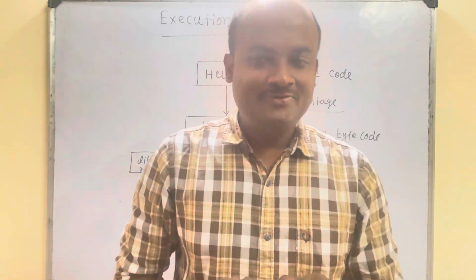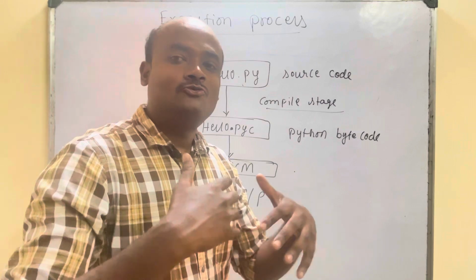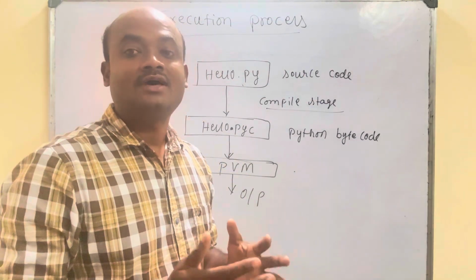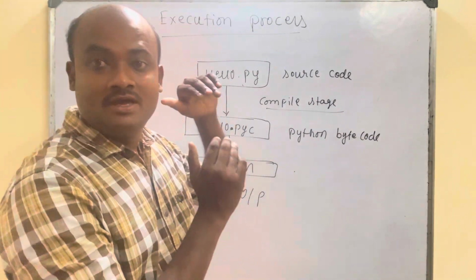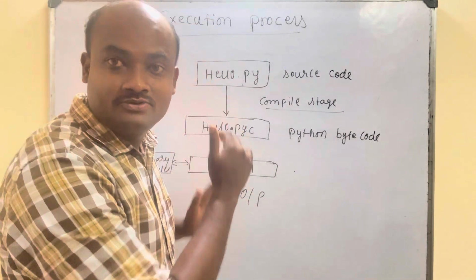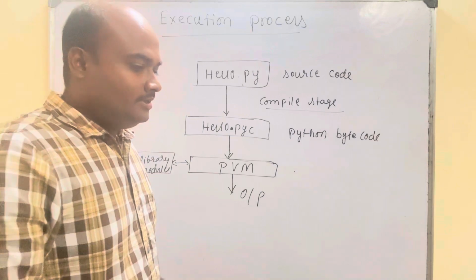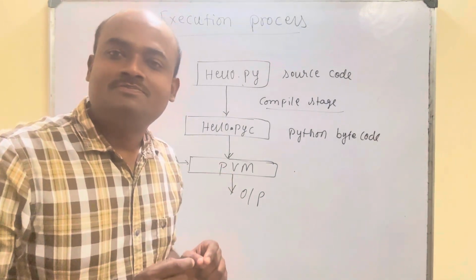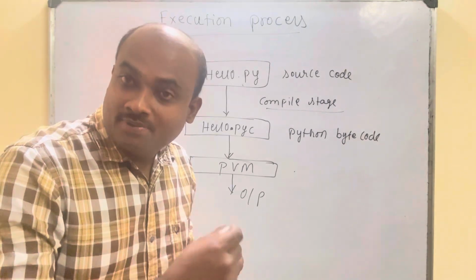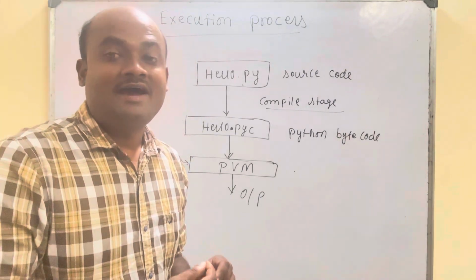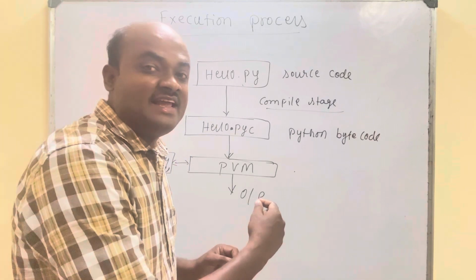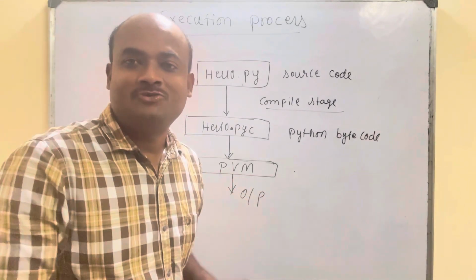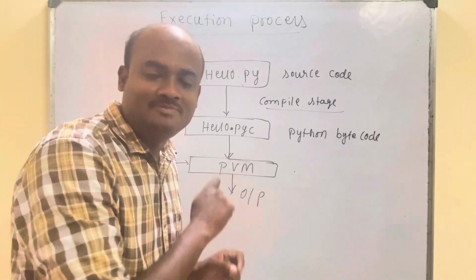In this session, we are going to discuss the code conversion process, or the execution process of Python code, from a script or source code to the output. We'll have two stages here. One is the inbuilt compilation stage. Another one is the interpreted or last stage. That's what we call the Python virtual machine.